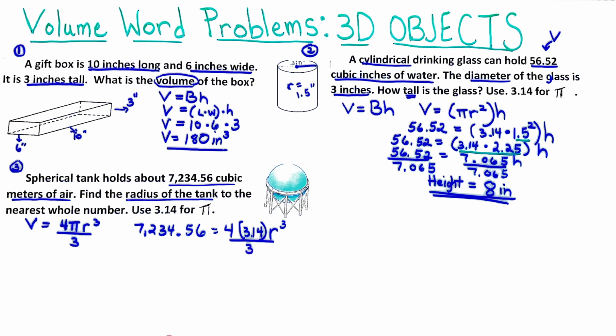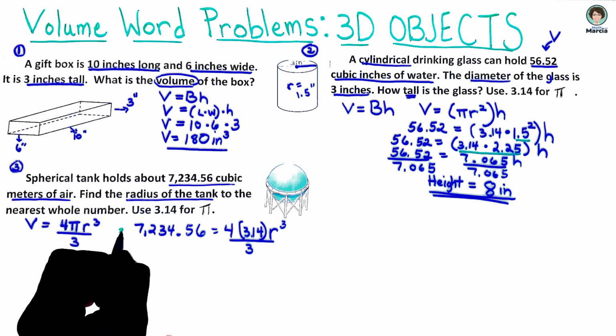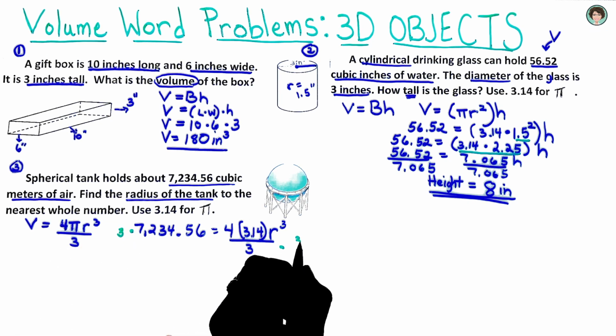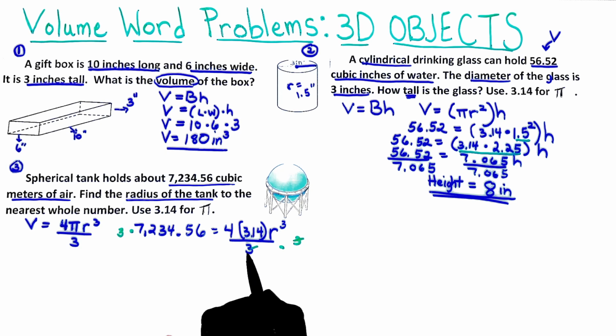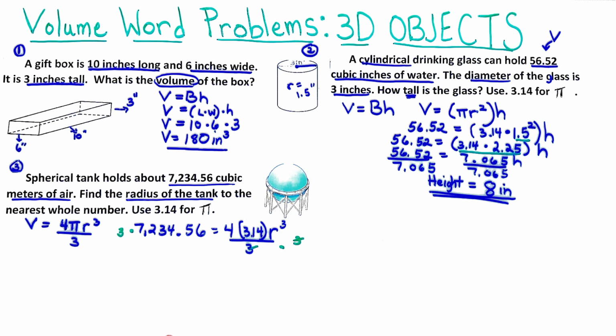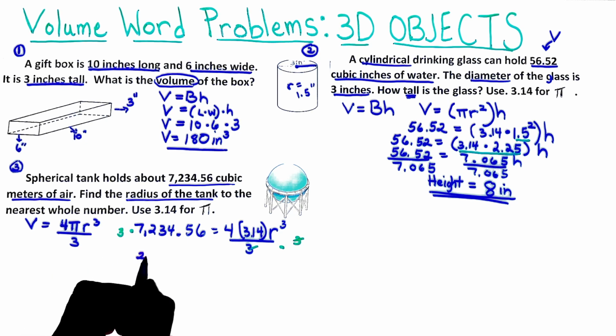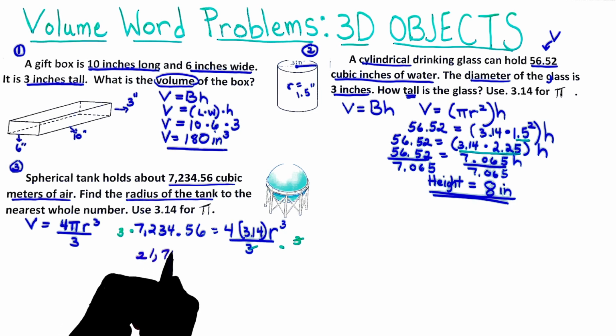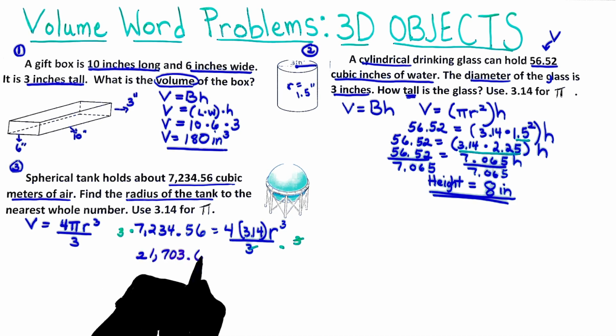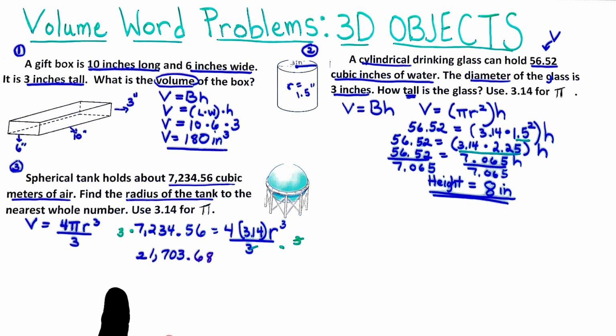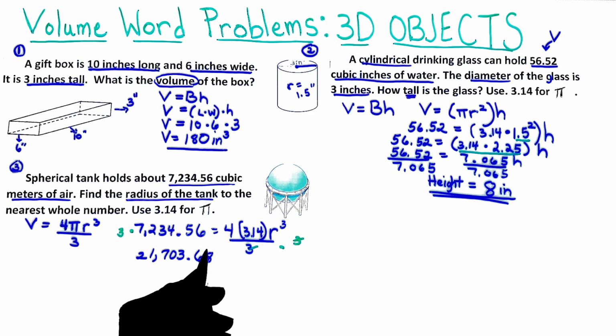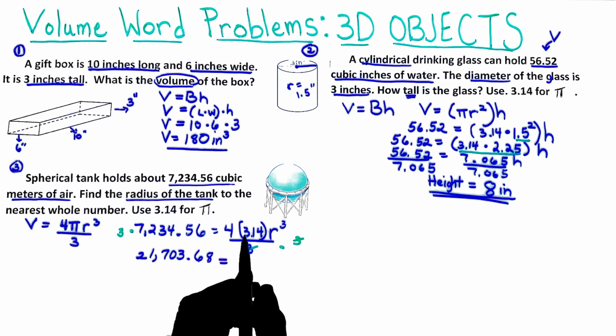Well, to start to work this problem and to get rid of this 3 as a denominator, I really suggest that you multiply both sides by 3. And when you do that, notice the 3's cancel out and you end up with, and it's a large number, it is 21,703.68. Again, 21,703.68.